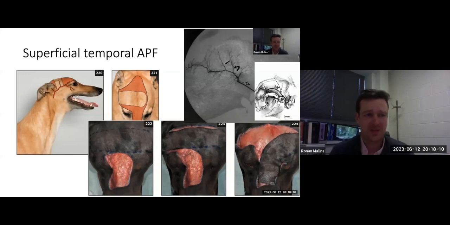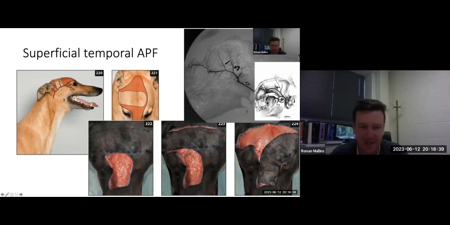The next flap I wanted to talk to you about was the superficial temporal. So most commonly we use this flap for lesions in this area here. So this again is from Kerpenstein's book. So lesions in between the orbits, in between the eyes, or dorsomedial to the eyes. I think this is a really nice flap to consider. So this obviously is based on the cutaneous branch of the superficial temporal.